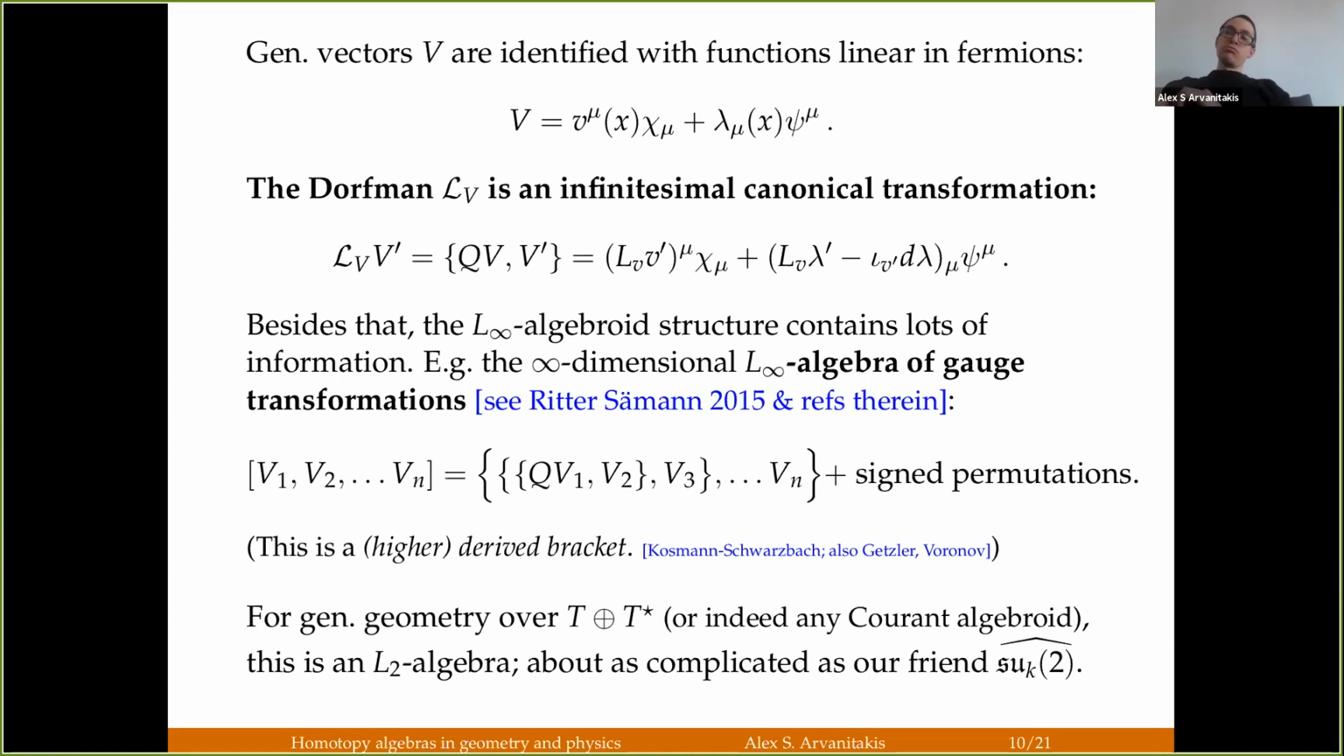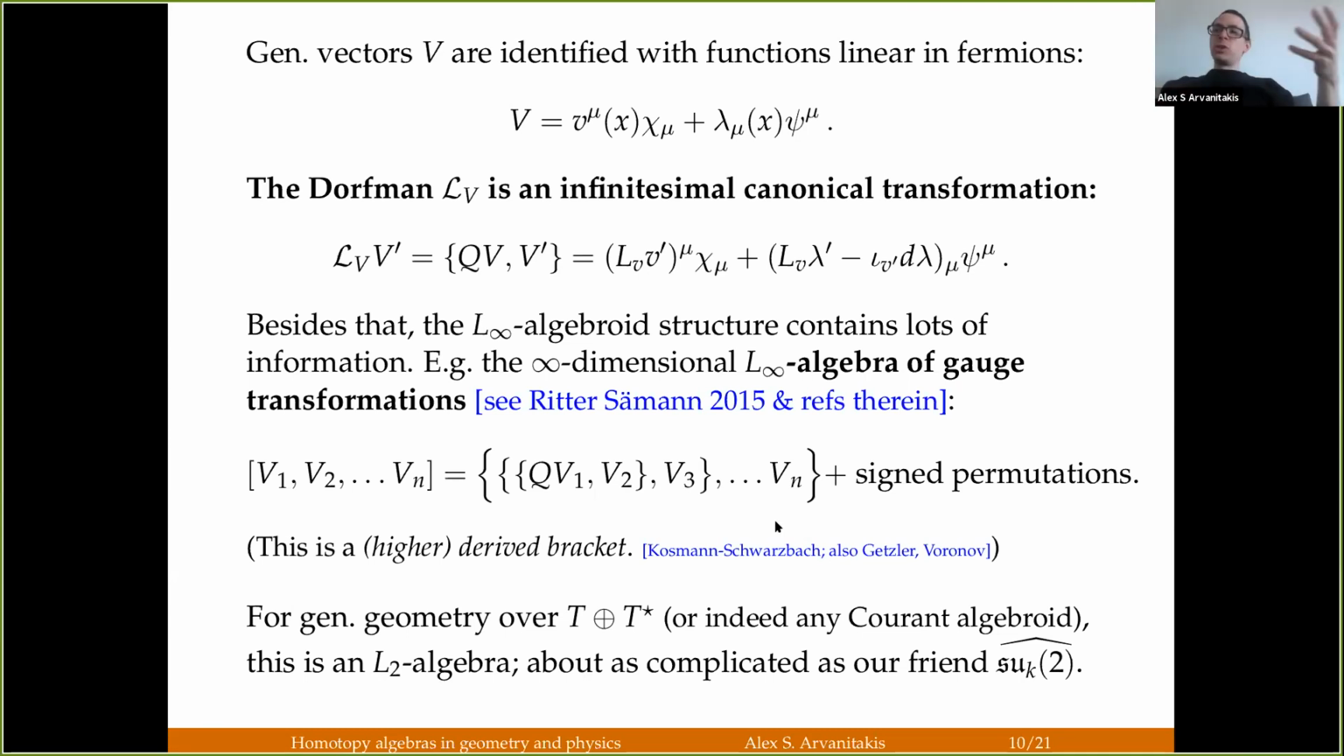But for, say, exceptional generalized geometry, you will get lots of higher things. And right, so this is, if my counting is correct, again, an L2 algebra. Actually, no, there is a reference for this, which I forgot to insert in the slide. It's Rothenberg and Weinstein. So you get, so the generalized vectors actually form an infinite dimensional L2 algebra.